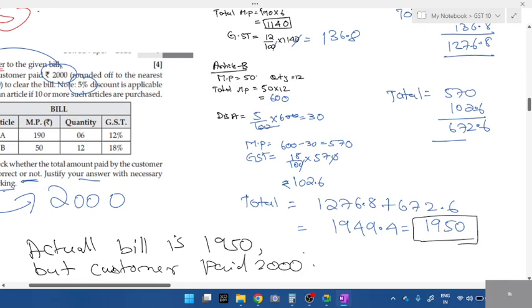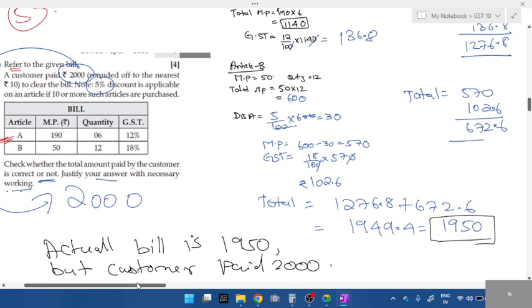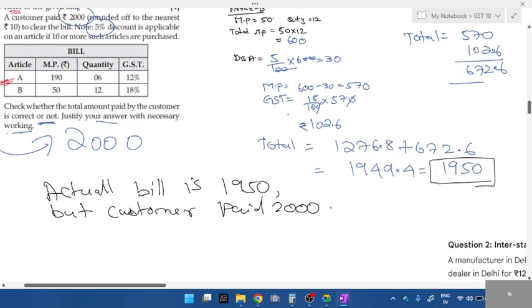So the amount paid by the customer is not correct, students. Not correct, or you can say wrong. And how do we justify? We showed the calculation. We have justified that the actual bill is 1950, but the customer paid 2000. So the amount paid by the customer is wrong.